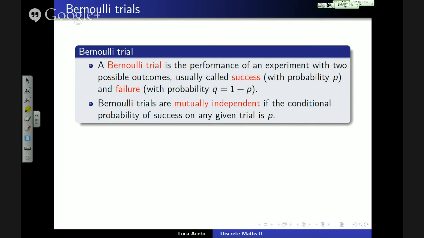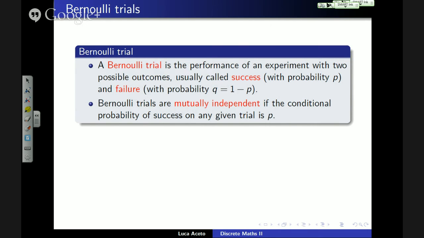Now, typically the two outcomes in a Bernoulli trial are called success and failure. The probability of success is usually denoted by p, and the probability of failure by q, but q must be 1 minus p anyway, because otherwise we don't have a probability distribution.